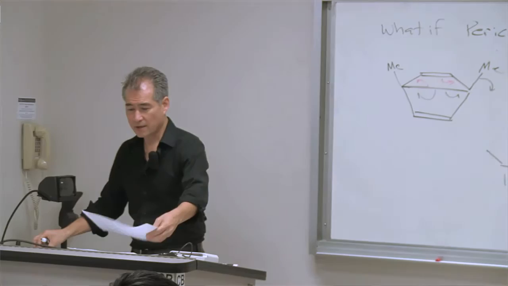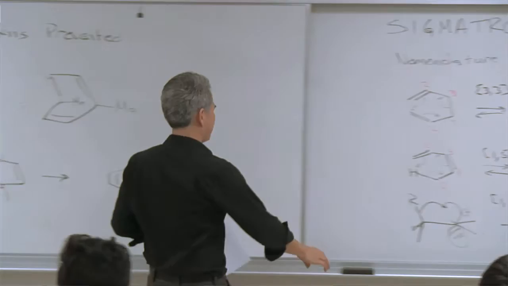Okay, so let's take a look at the simplest and most common version of a sigmatropic rearrangement, and that's the all-carbon system with a six-membered transition state.